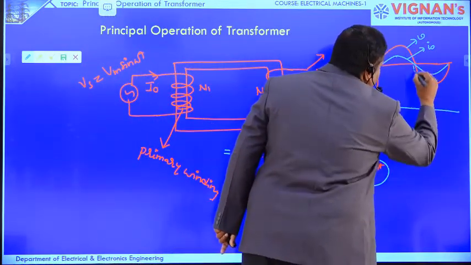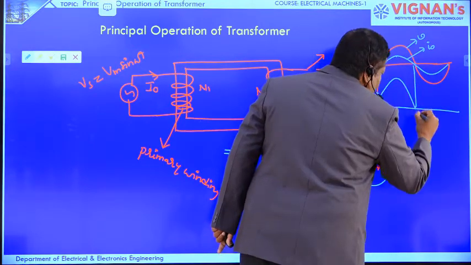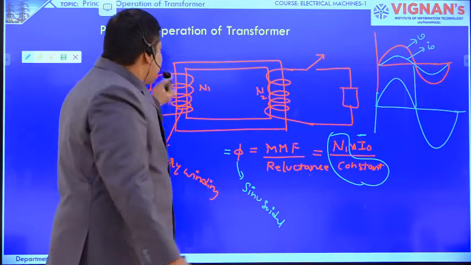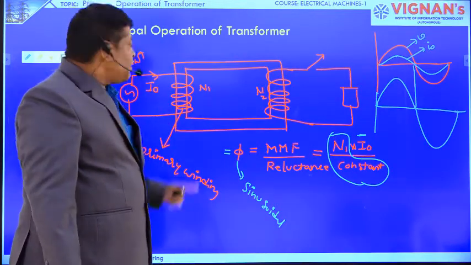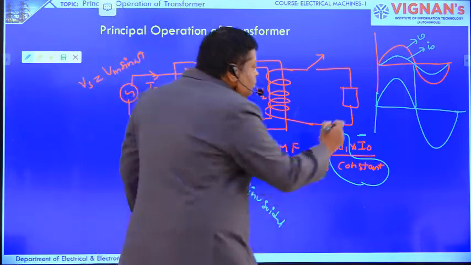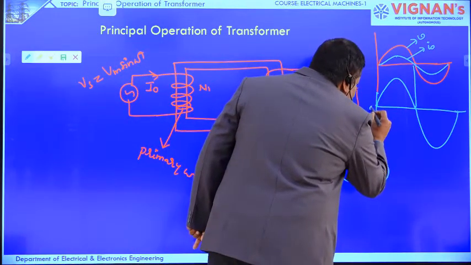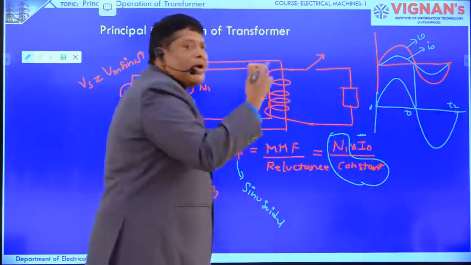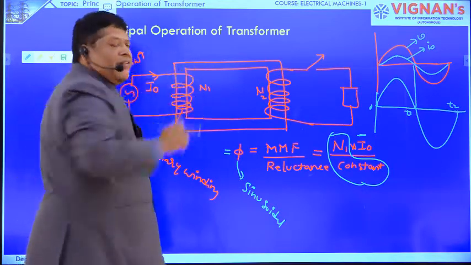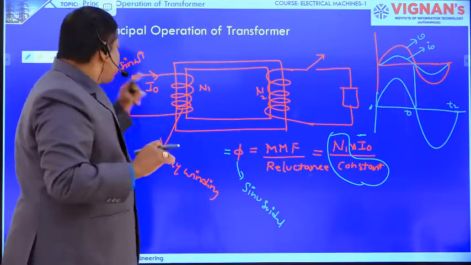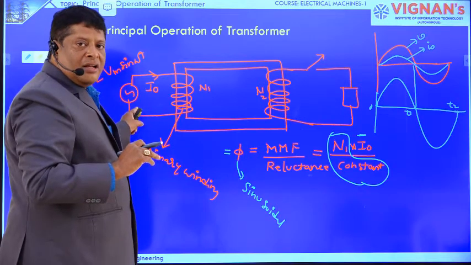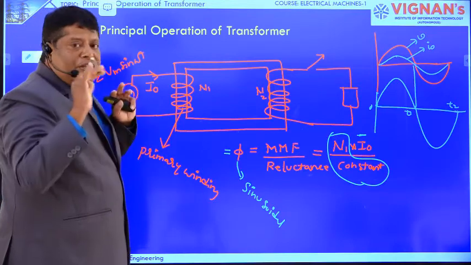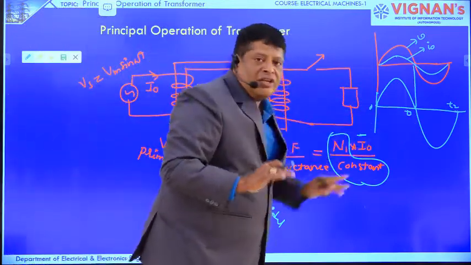If we draw the flux waveform, in this manner the flux is created from the primary winding. Suppose this is instant 0, this is T1, and this is T2. In this manner, many cycles of flux will be created from the primary winding. As long as we keep the voltage connected, cycles of flux will be created from the primary winding. Now, what is the physical meaning of this positive flux and negative flux? That is what we are trying to see.